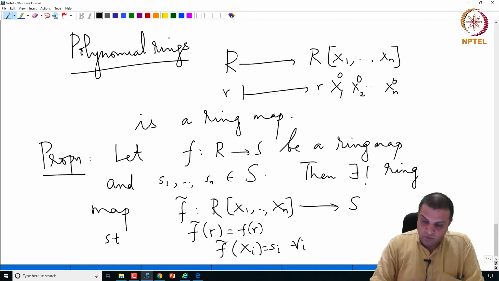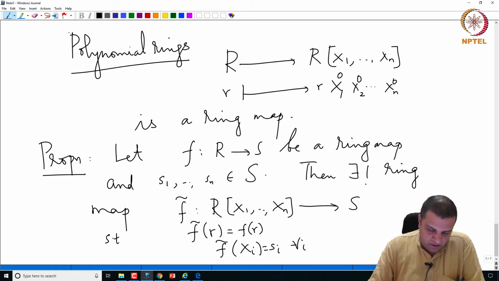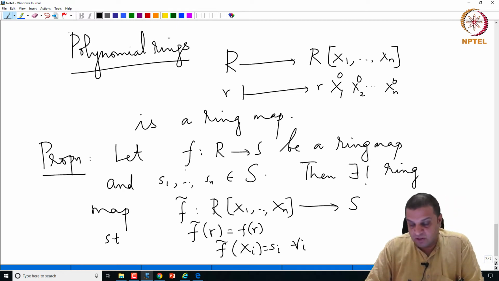Okay, so what does it say? It says that given any ring map from R to S and some elements s1 through sn inside S, the ring map extends to a unique ring map from the polynomial ring in n variables over R to S, in which the constants get mapped as they were mapped under f, and the variables get mapped to the corresponding elements.